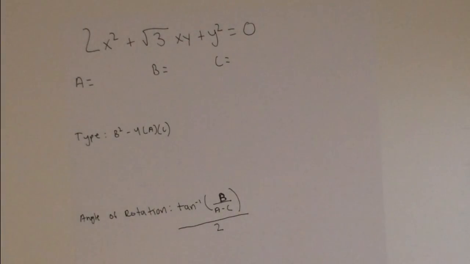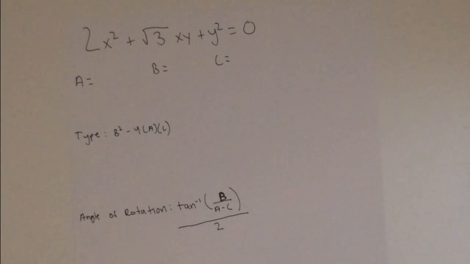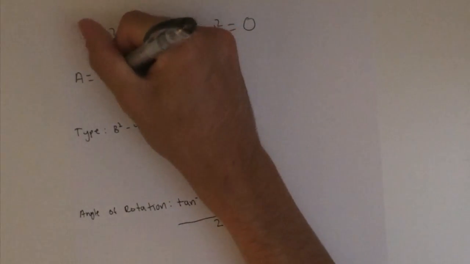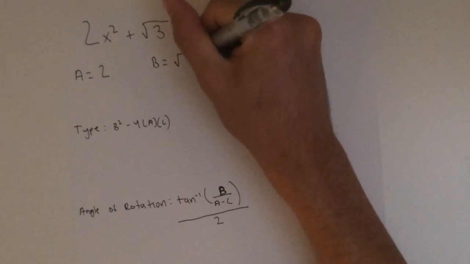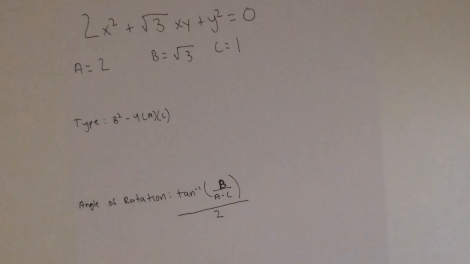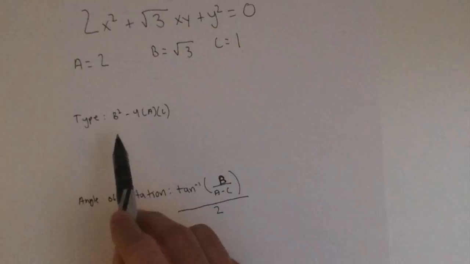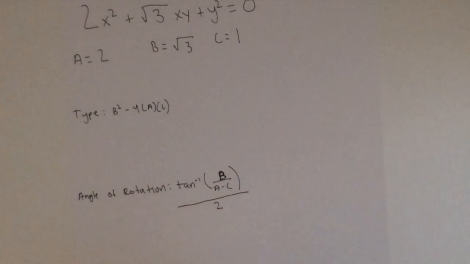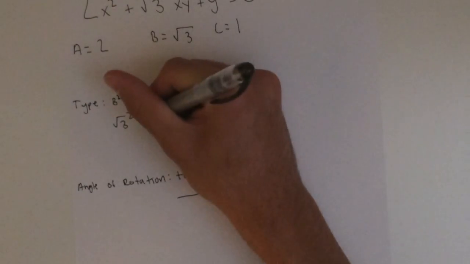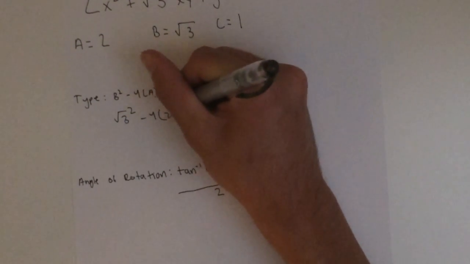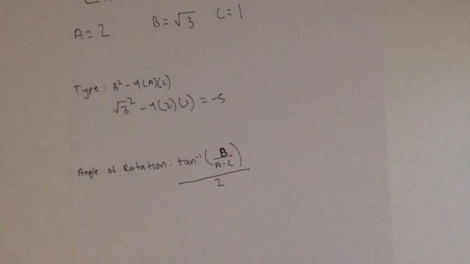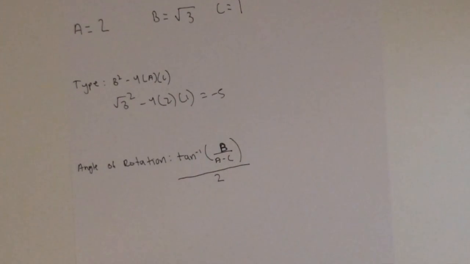To solve a rotated conics problem, we must first identify the a, b, and c of the equation. In this equation, the a would be 2, the b would be root 3, and the c would be 1. We then apply these to the equation b squared minus 4ac to find the type of conic. Since this answer is negative, we know that this conic is an ellipse.